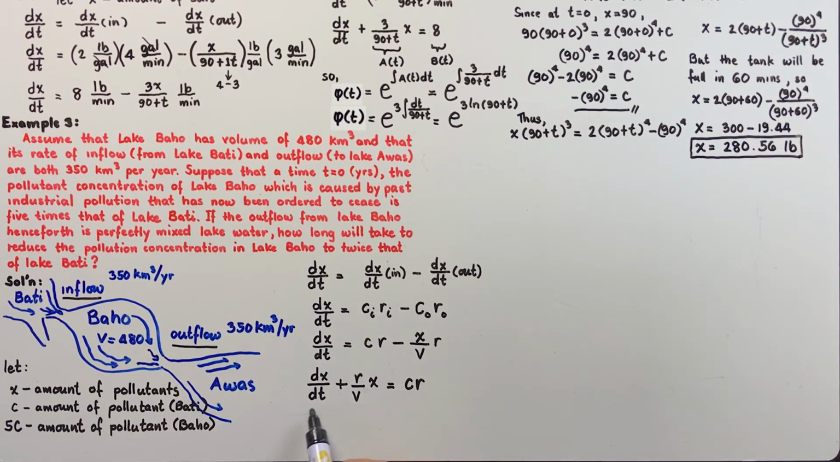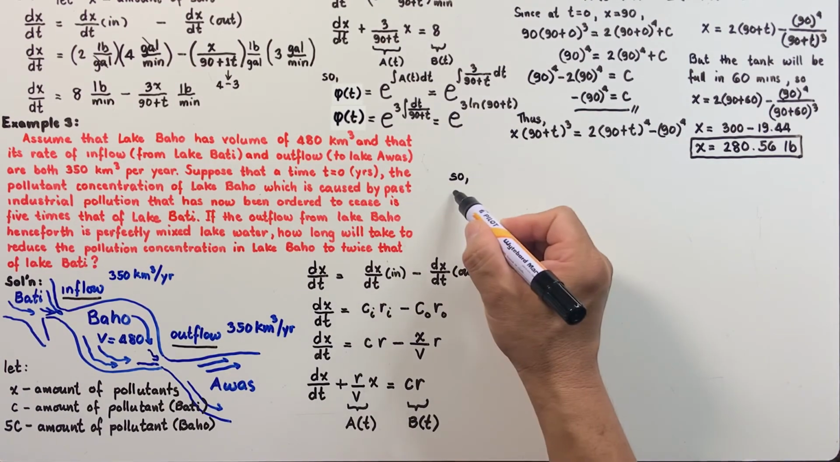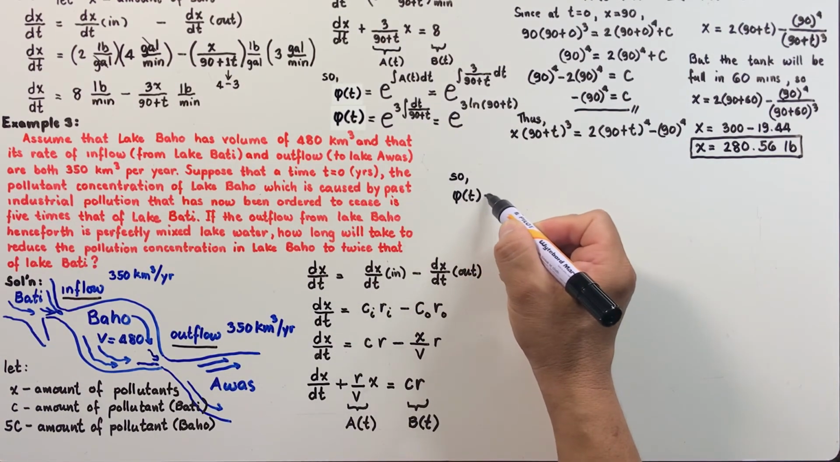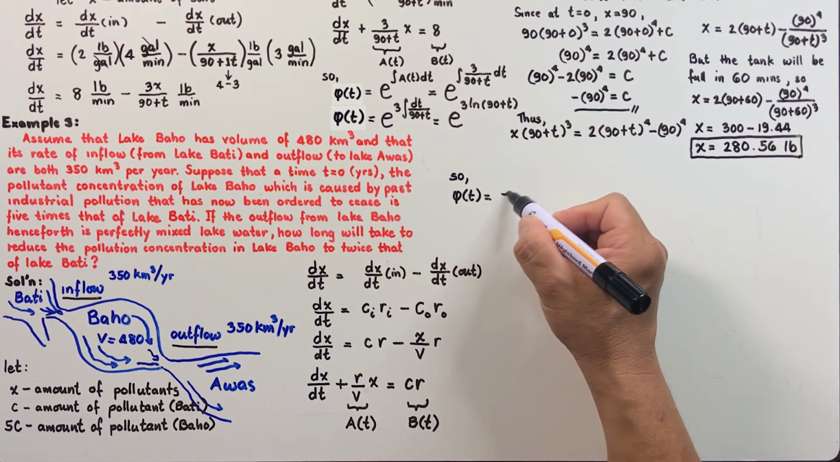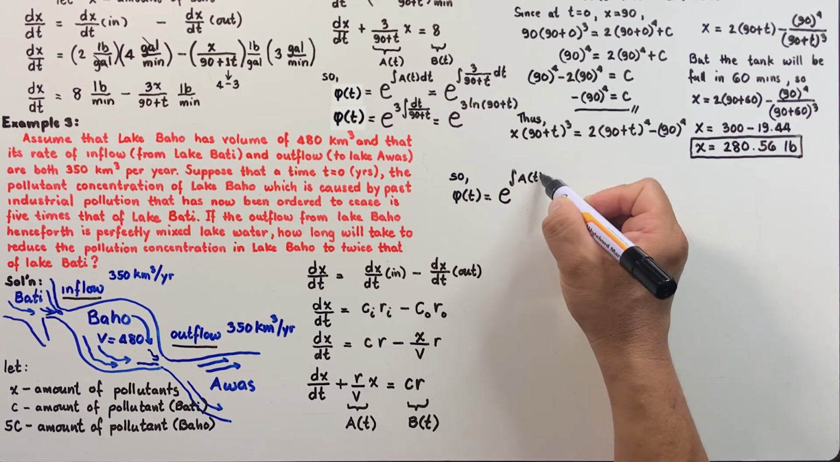And we notice that this is a first-order linear differential equation, linear in x. So we identify that this one is our a(t), and the right-hand side of the equation is our b(t). So solving this first-order linear differential equation in x, we need to solve for our integrating factor phi(t). And phi(t) is equal to e raised to the integral of a(t) dt.